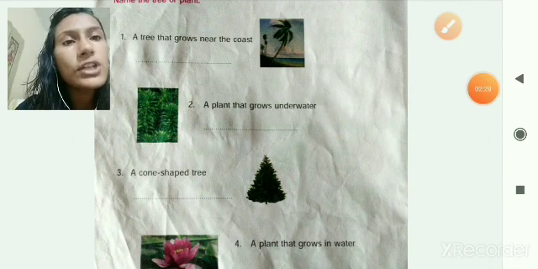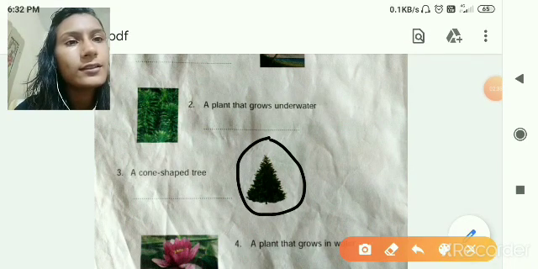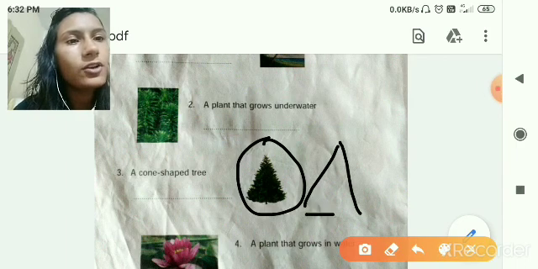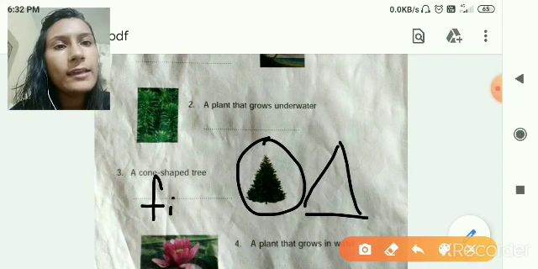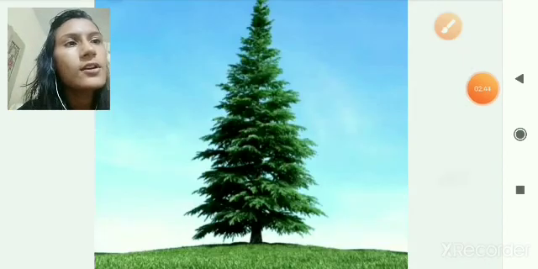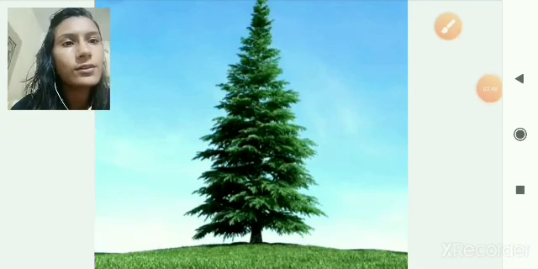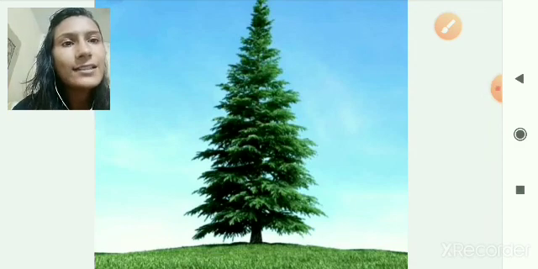Then a cone-shaped tree, you can see here, it looks like a cone shape, so that is fir, F-I-R. You can see this image, a cone-shaped tree, that is fir. If we decorate this tree, it will look like a Christmas tree.